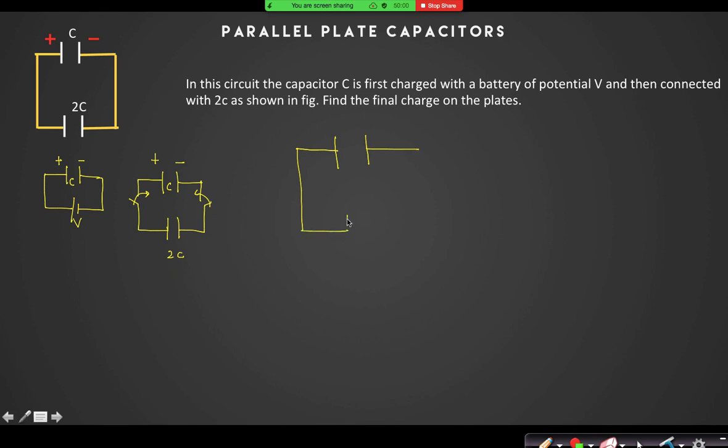Not a tough one. Again, the same concept we will apply, KVL or KCL. Can you see that these two plates are isolated? Similarly, these two plates. Now, in this isolated system, what is the total initial charge?